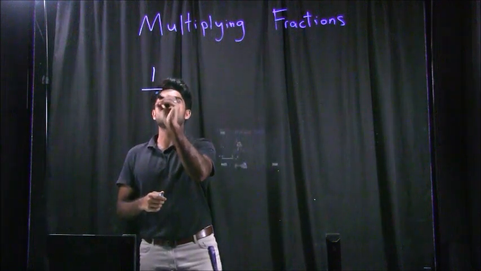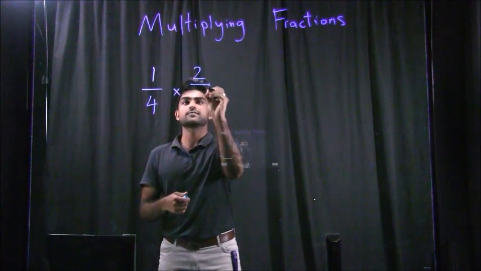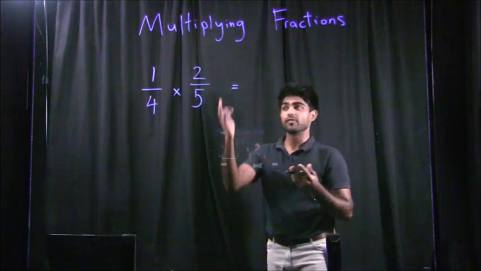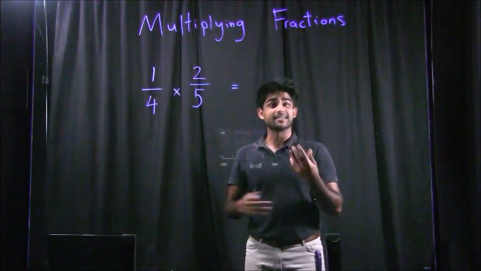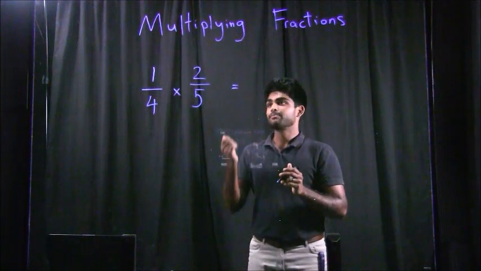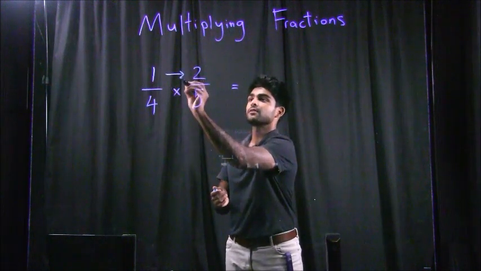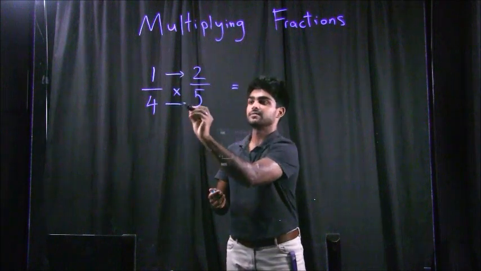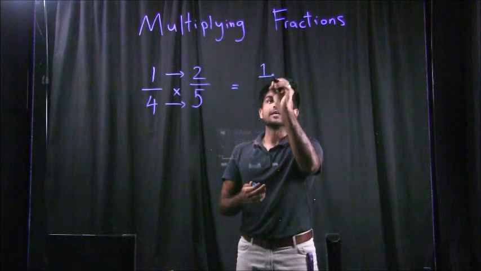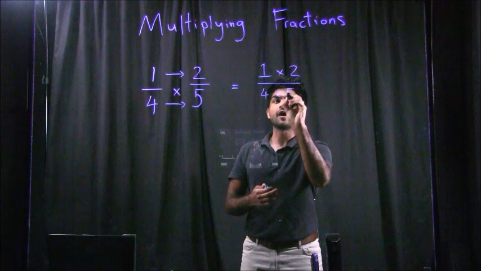Say we had 1/4 and we wanted to times that by 2/5. Now with multiplying, it doesn't actually matter what the numerators and denominators are. It doesn't matter if they're the same or different. We do it the same way regardless. And the way we do that is quite simple. All we do is we multiply the numerators across and we multiply the denominators across. So that's the top numbers and the bottom numbers. And what we end up getting is 1 times 2 over 4 times 5.